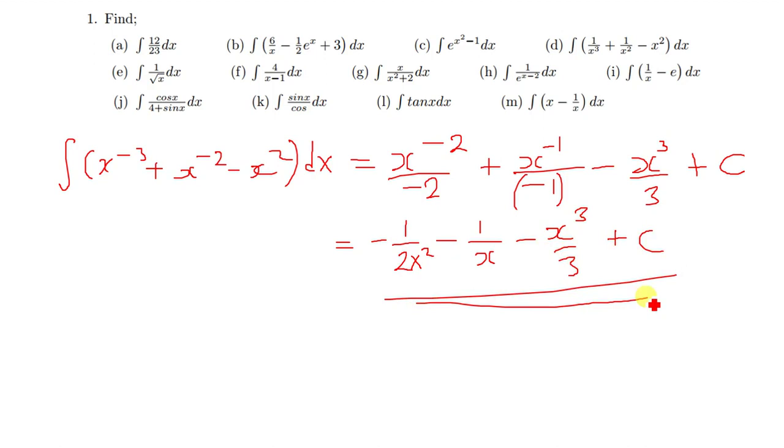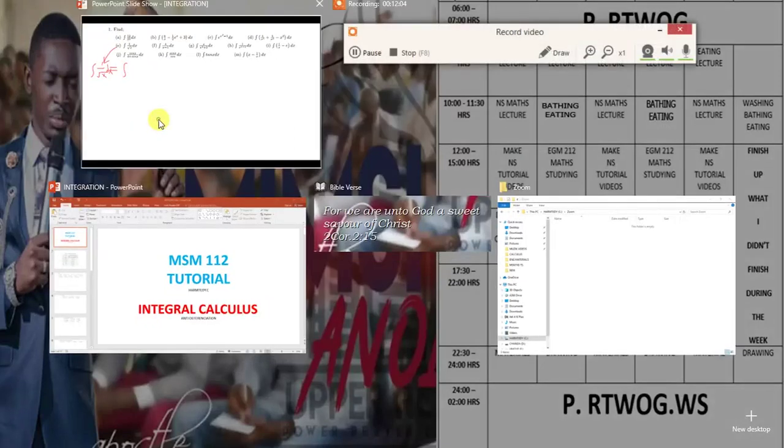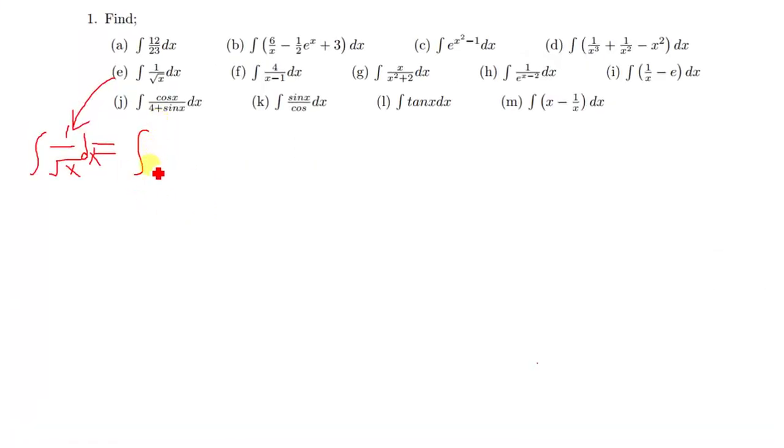So the next question there is E. From our knowledge of indices, from the knowledge of algebra that we have, we know this integral of 1 over the root of x, let me write it properly. Of course, we are integrating this with respect to x. So this can also be written as the integral of x to the power -1/2 with respect to x.